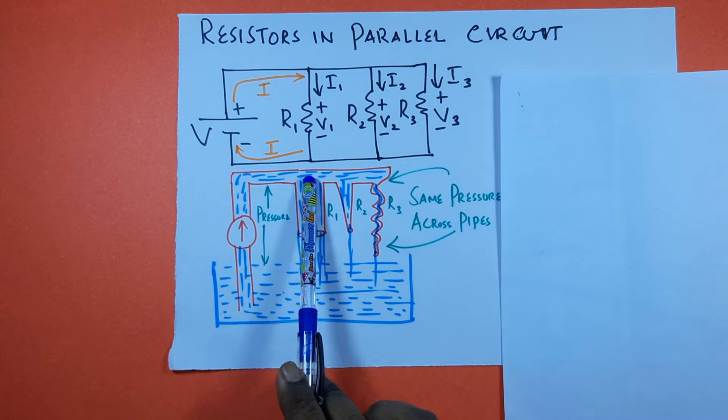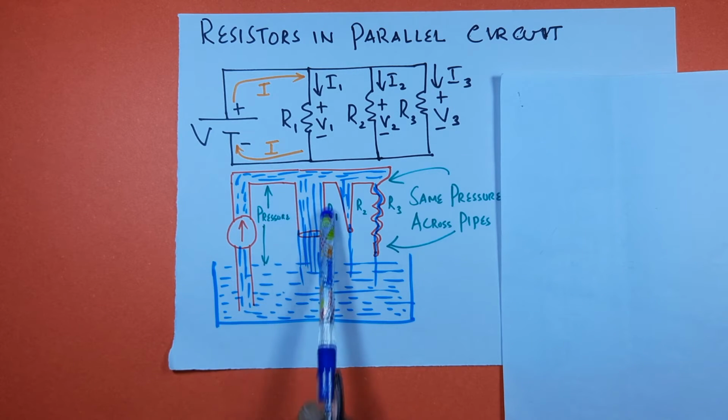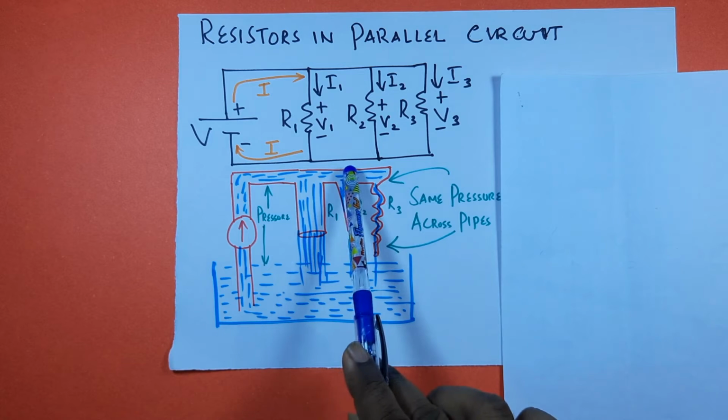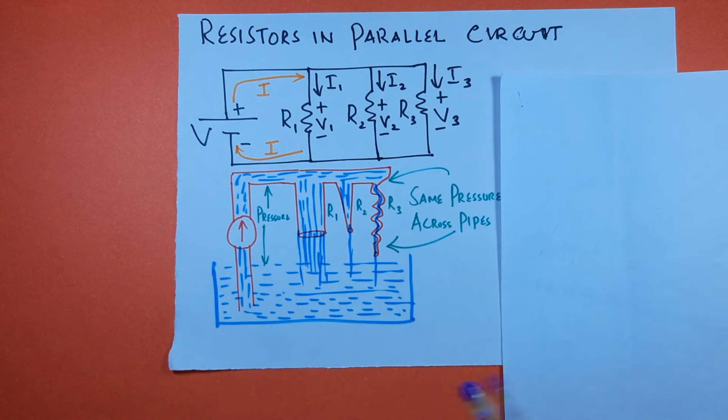The water flows through the first pipe. The first pipe is a very large pipe, so more water flows through this. The second pipe R2 is somewhat narrow, so accordingly that much water flows through that. And the last pipe R3 is very narrow and not straight. A lot of bends are there, so a very small amount of water flows through that.